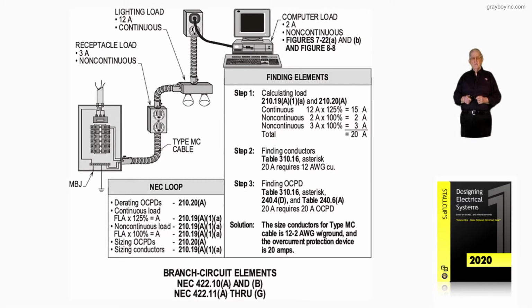Now this illustration shows the branch circuit elements and components that make up a branch circuit in accordance with 422.10 A and B, as well as NEC 422.11 A through G. Now notice in the NEC loop, to derate that breaker that you see in the panel board in accordance with 210.20(A), we take the continuous load times 125%. We derate the loading of the breaker 80% by this method.